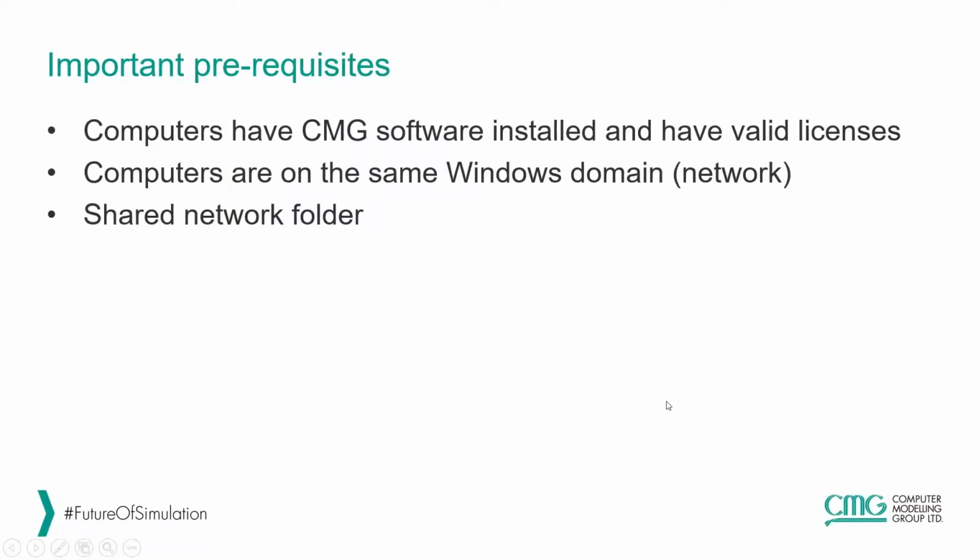Before that, there are some important prerequisites. All the computers that you wish to link in the CMG cluster should have CMG software installed and should have valid licenses. This should not be a problem if they're all connected to the same network license, for example. Also, the computers have to be on the same Windows domain, that is, the same network that is controlled by a domain. The reason is that the Windows domain will help with authentication of users as you pass data across these computers. Also, of course, all the data sets have to be stored in a shared network folder, that is, a folder that is accessible by all the computers involved in this cluster.